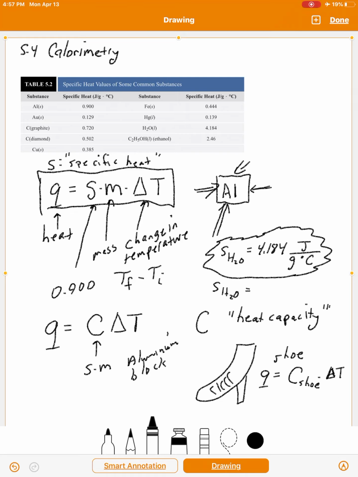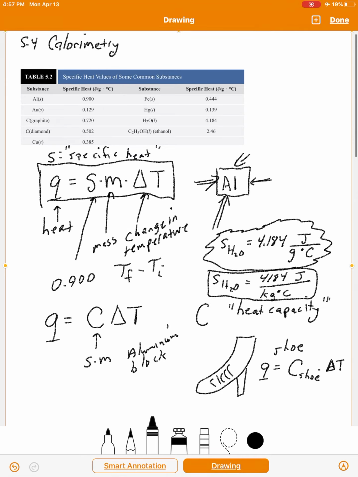Just so you know, it can be in different units as well. So it could be 4,184 joules per kilogram degrees C. A kilogram is 1,000 grams, so it's 1,000 times as large, 4,184 joules per kilogram degrees C. Those are different units.